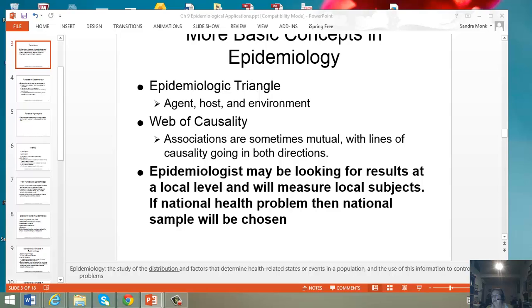More basic concepts: the epidemiological triangle, which we talked about some last week. It is the agent, the host, and the environment, and changes in one of these elements can influence the occurrence of disease by increasing or decreasing a person's risk for the disease, which we hope to decrease. The web of causality: the associations are sometimes mutual, with lines of causality going in both directions.